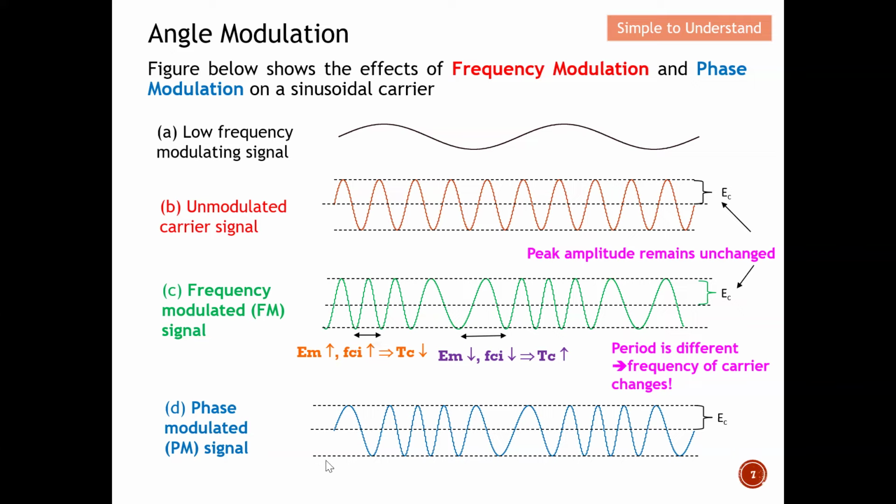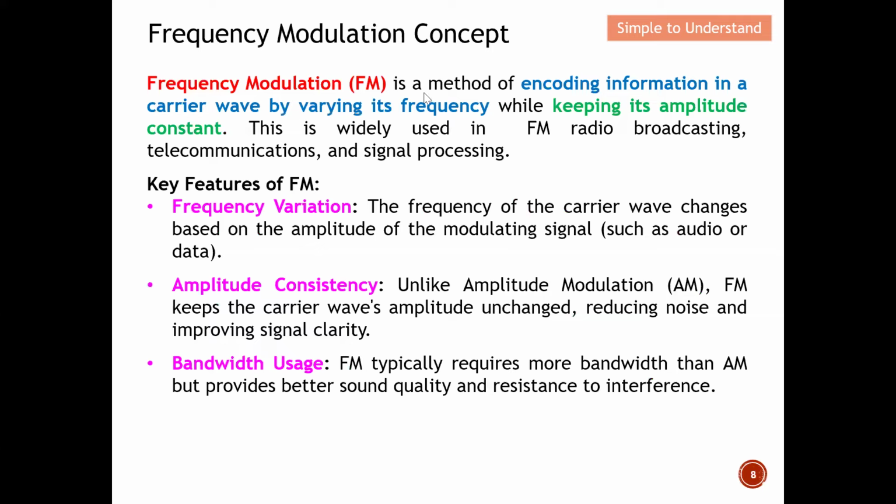It is the same case for the phase modulated signal, but I will emphasize this when we discuss phase modulated signal. Let's move on. Frequency modulation is a method of encoding information in a carrier wave by varying its frequency while keeping its amplitude constant. This is widely used in FM radio broadcast, telecommunication, and also signal processing.